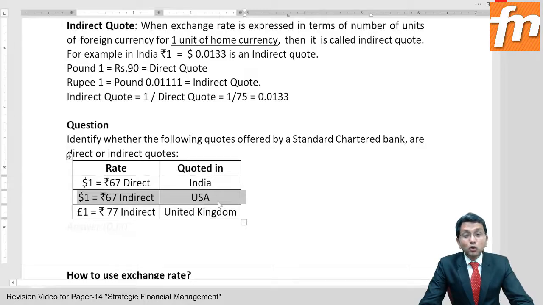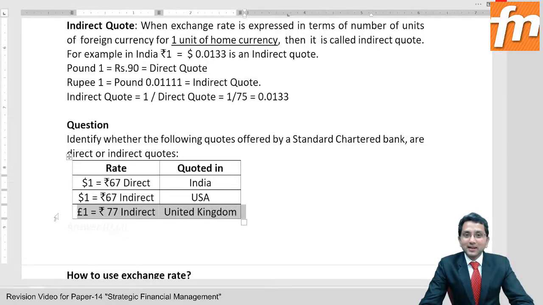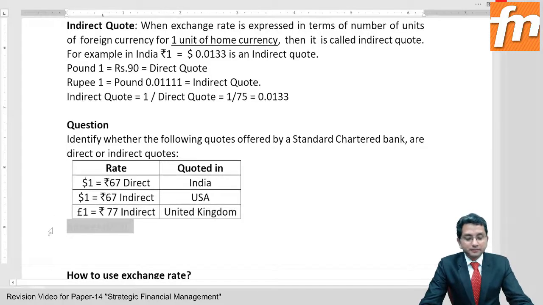This code is in USA. $1 equal to rupees 67. This is in terms of 1 unit of home currency. Yes, this is 1 unit of home currency, and that's why the same code is now the indirect code. Okay, £1 equal to rupees 77 in UK. So this is 1 unit of home currency, and that's why this is the indirect code.